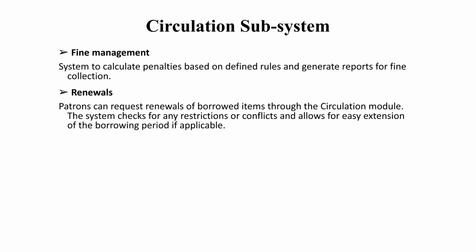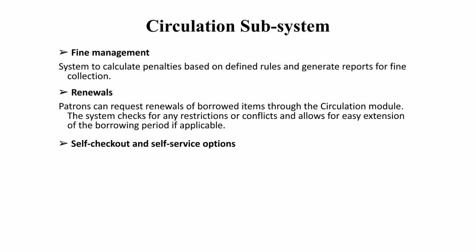Renewals. Patrons can request renewals of borrowed items through the circulation module. The system checks for any restrictions or conflicts and allows for easy extension of the borrowing period if applicable. So therefore, in this renewal, the module will always automatically verify whether the patron is allowed to renew the item or not. Next is self-checkout and self-service options.